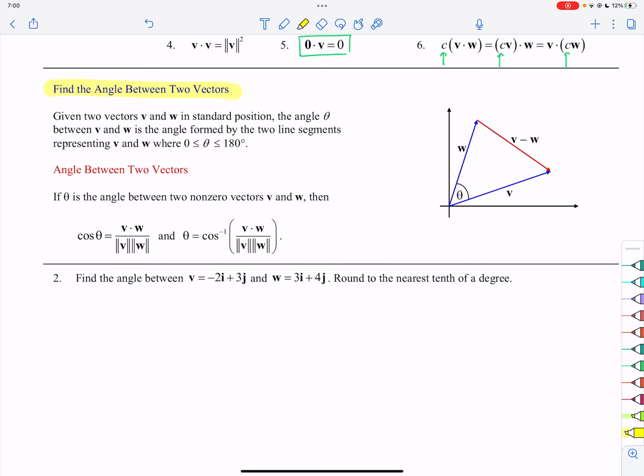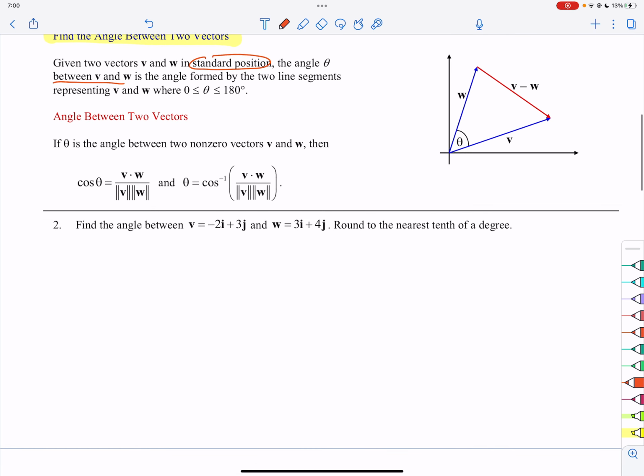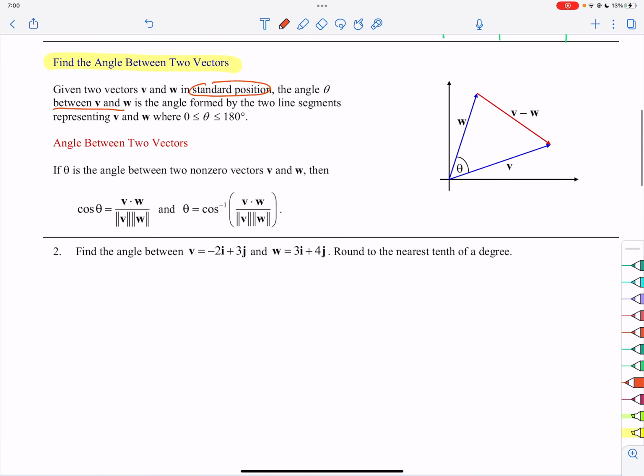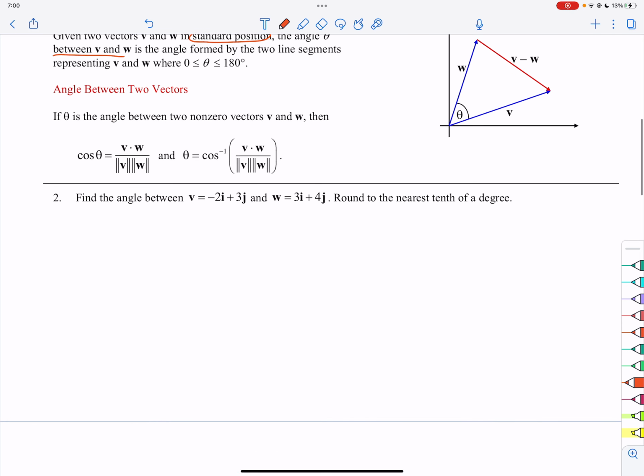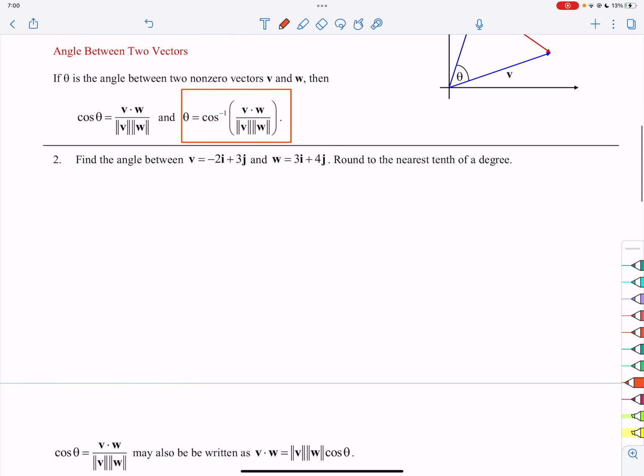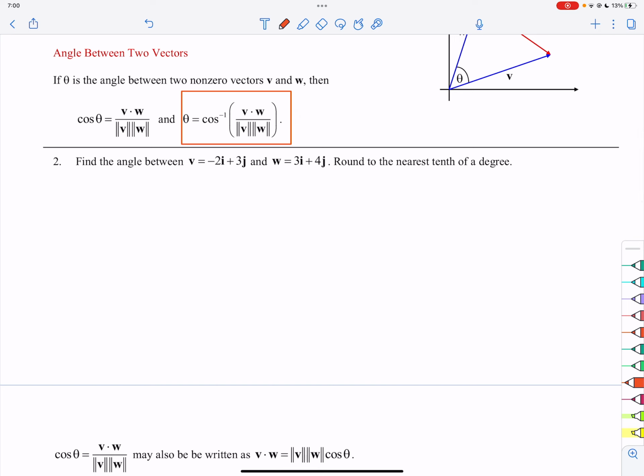If we're given two vectors, V and W, and these are in standard position, the angle theta between our two vectors is the angle formed by the two line segments representing these vectors, where the angle is between 0 and 180 degrees. The angle between these two non-zero vectors can be given as the cosine inverse of the dot product of the vectors divided by the magnitude of each vector multiplied together. So let's go ahead and find the angle using this formula between these two vectors, V and W.